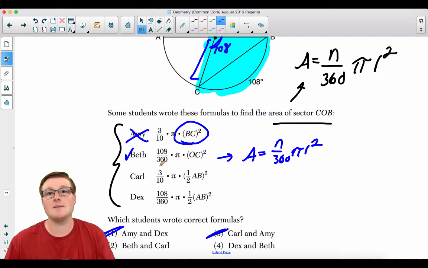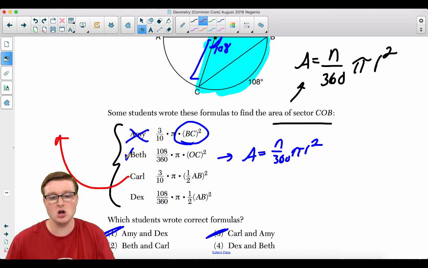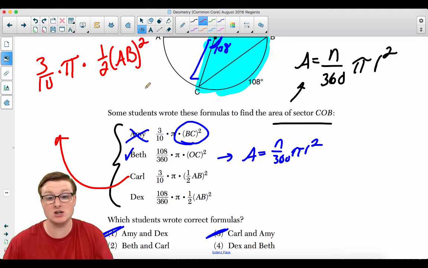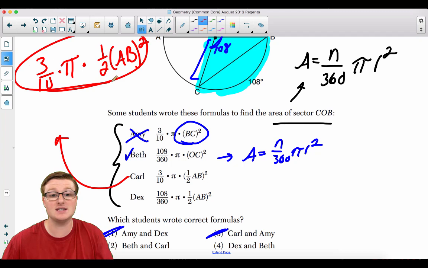By the way, I mentioned that there was a typo. This was the typo. If you have an old book, Carl's formula is 3/10 times pi times 1/2 of AB squared. That is not the same thing. So make sure that you fix this if this is in your book or whatever you have.